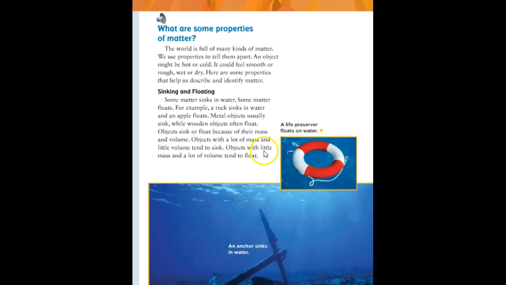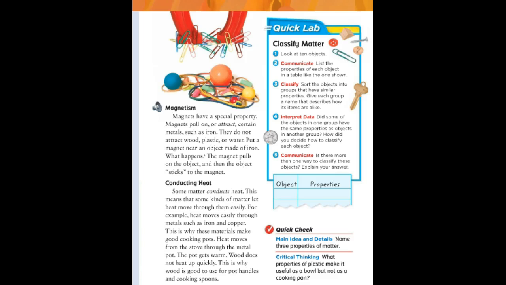So let's think about an object with little mass, so that's little weight, the less mass, the less heavy it is, and a lot of volume, so it takes up a lot of space. If we go back to that beach ball, it had a lot of volume, but just a little mass. It didn't have a lot of weight. And we all know that beach balls float. Okay, it says an anchor sinks in the water. A life preserver floats in the water. You guys all know that.